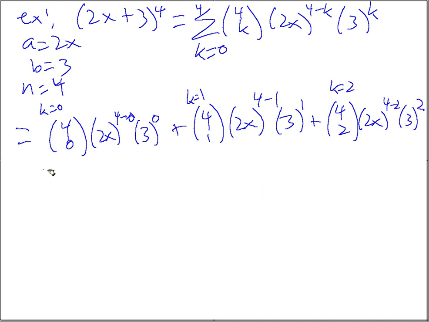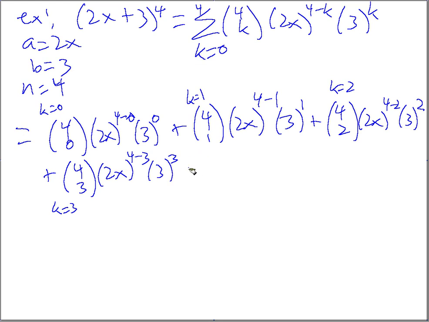All right, let's continue. What's the next term going to be? Well, next k is going to be 3, right? So 4 choose 3 now. k is equal to 3 for this fourth term. 2x to the 4 minus 3. The power of the first term is always the difference of these two numbers. 3 to what power? Same as this lower number. 3 cubed, or 27 if you want to skip a step there.